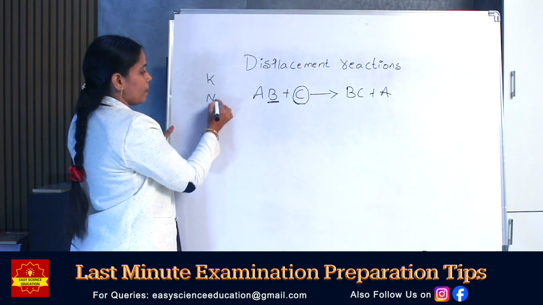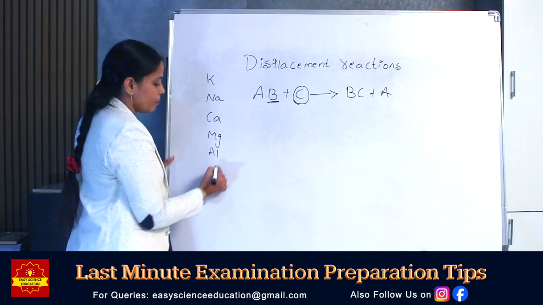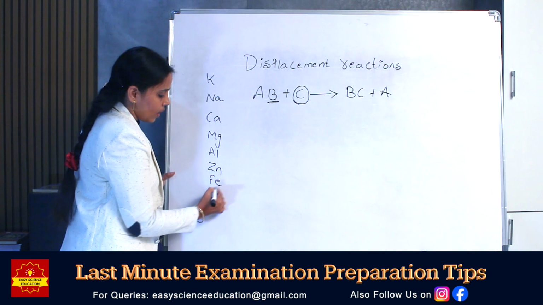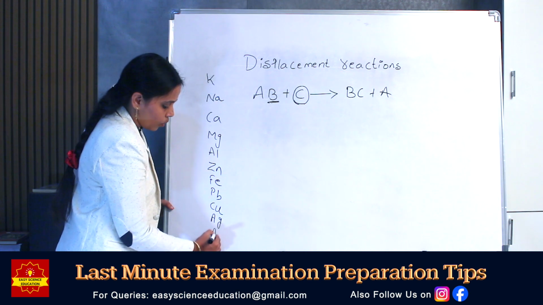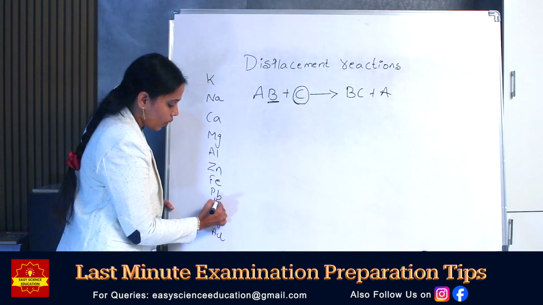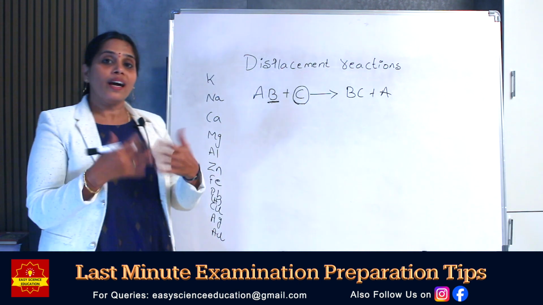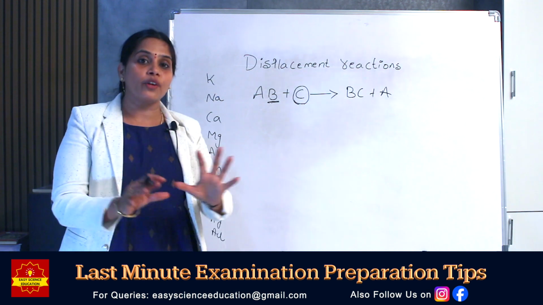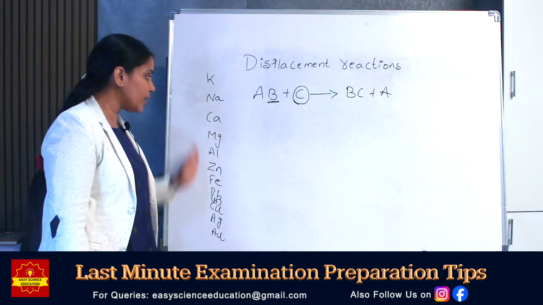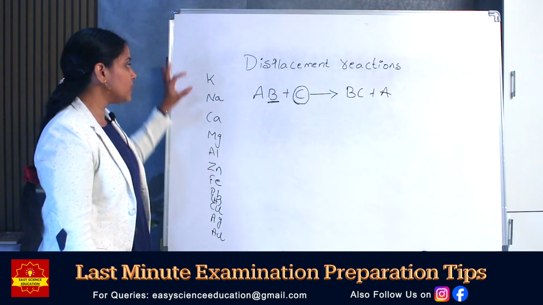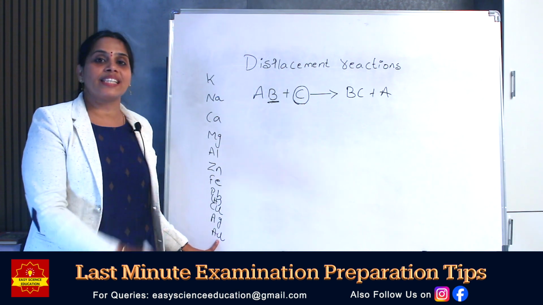Potassium, sodium, calcium, magnesium, aluminium, zinc, iron, lead, copper, silver, gold. In between, hydrogen also will be present. I kept it in brackets because we cannot completely consider hydrogen as a metal. But the reactivity of hydrogen also we have to mention in a reactivity series. That means potassium is a highly reactive element and gold is a less reactive metal.